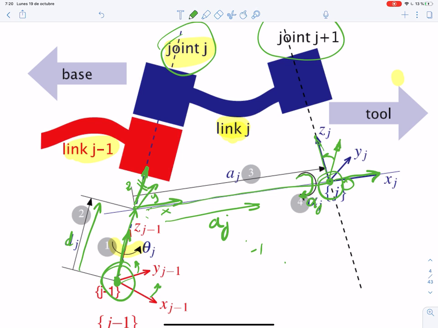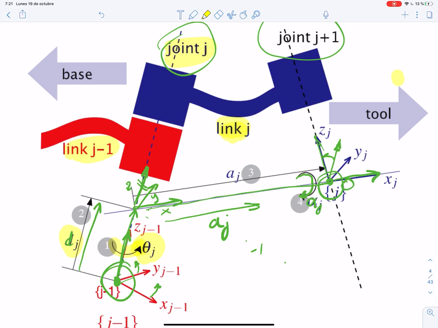Two things have to be highlighted. Joints are either rotary or translational, or prismatic, if you allow me. What is a rotary joint? A rotary joint is a joint where this parameter theta is not fixed. It changes with the rotation of the joint. On the other hand, a linear or prismatic joint is the one where this parameter dj moves and doesn't remain fixed over time.